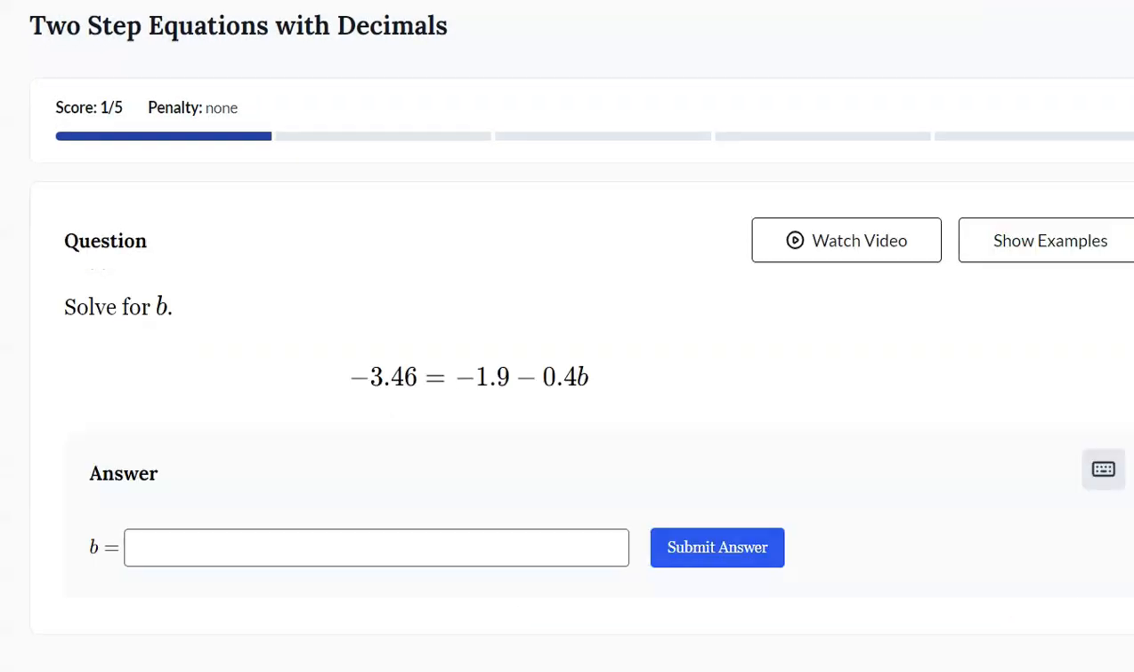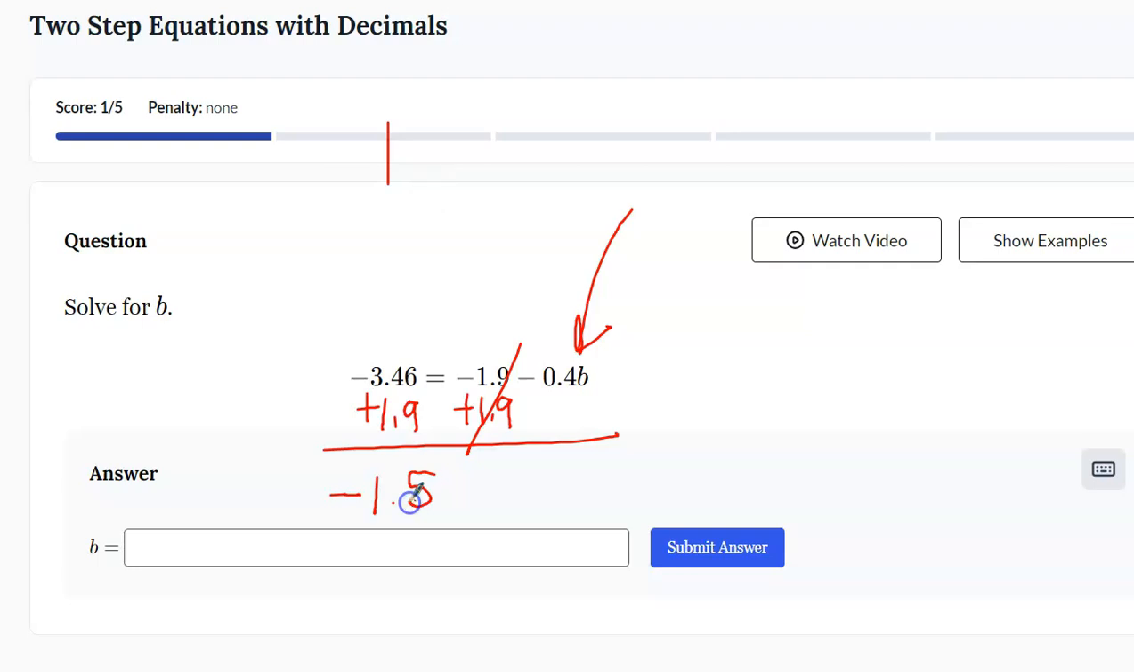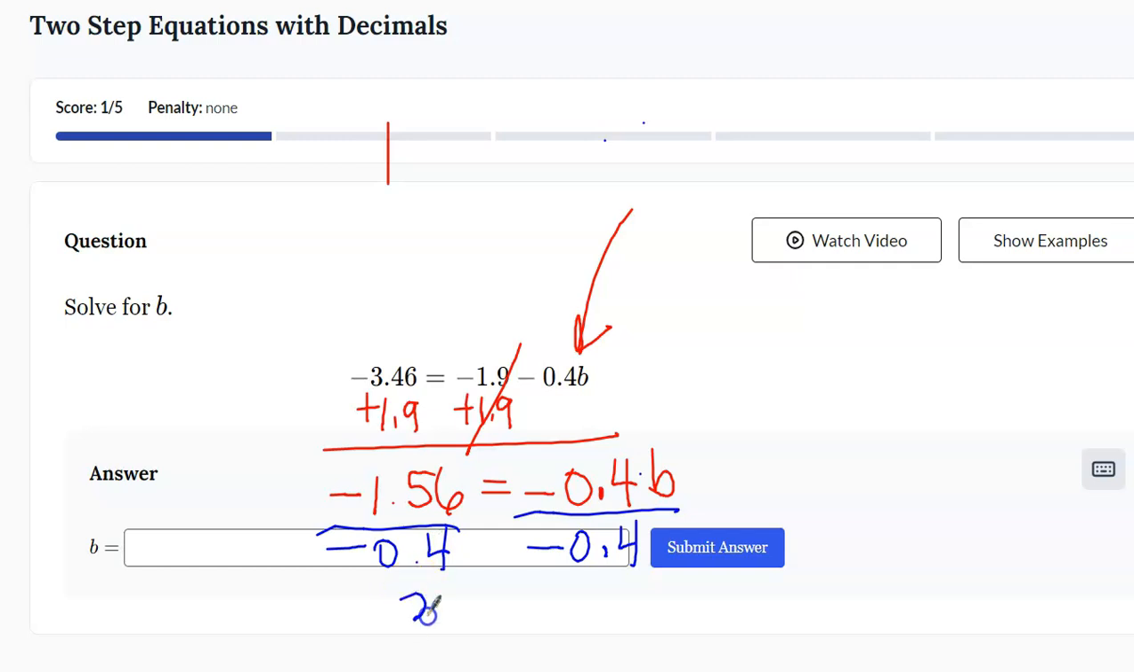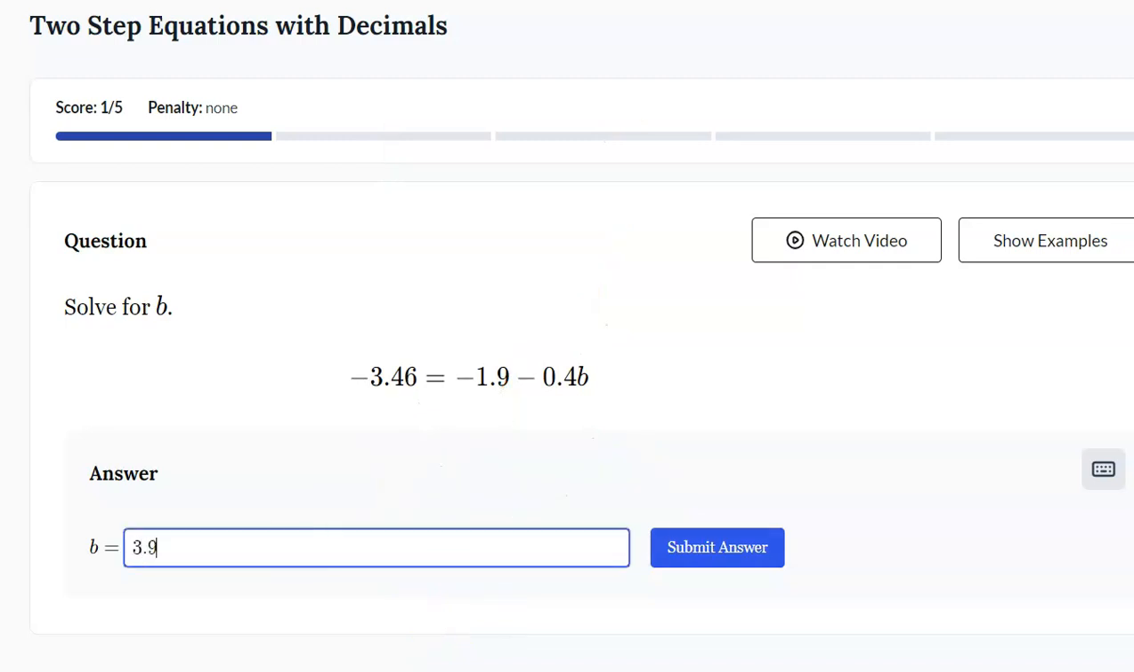One more time. Find your variable first. Get rid of the constant as your first inverse step. So I'm going to plus 1.9 here and plus 1.9 over there. Pick up your calculator. Write your new value. And don't forget to pay attention to the negative signs. So the inverse of timesing is dividing. We're going to divide by negative 0.4. And we're going to get positive 3.9. Type that here and submit.